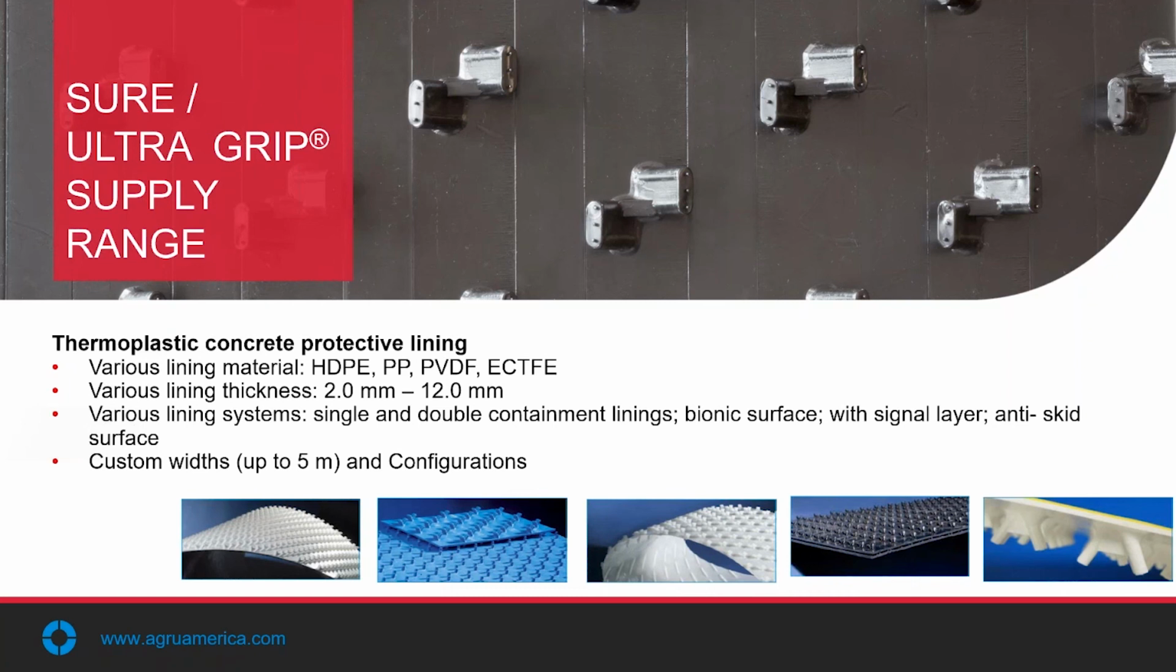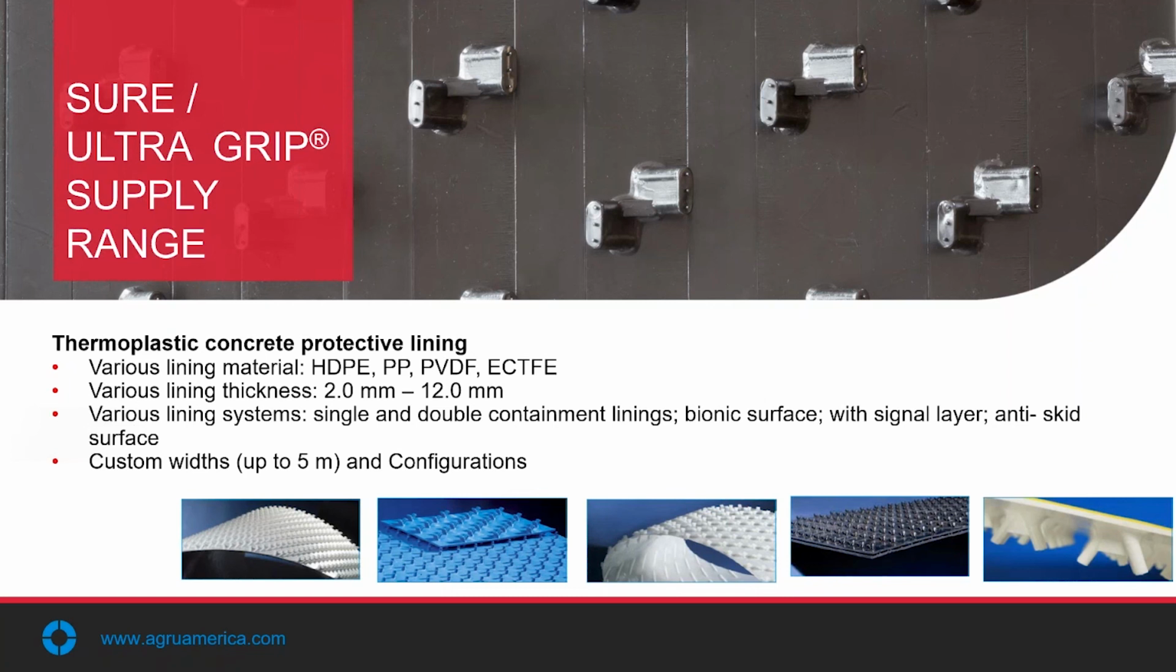We offer this in single as well as double containment systems, a dual sealing system. We have a bionic surface, and we have signal layers and anti-skid. I'm going to show you on the next slide so you can see a little better how those systems work. And we can do custom widths. We have our standard products off the shelf, but if your project is big enough, we can specifically make a width that matches what you need.